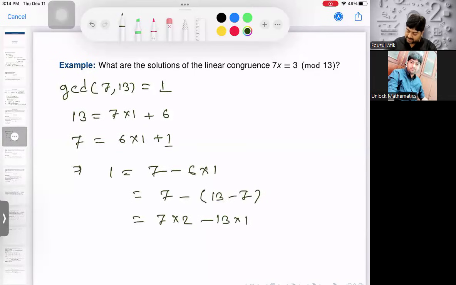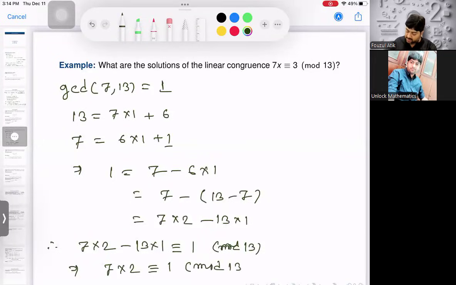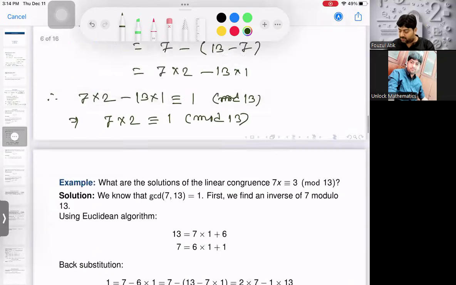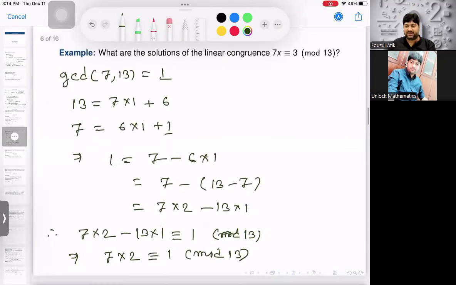And then from this I can see that 7 into 2 minus 13 into 1 is congruent to 1 modulo 13. Right? And therefore, I can get 7 into 2 is congruent to 1 modulo 13. Therefore, 2 is the inverse of it. Right? 2 is the inverse of it. Now, once I get this 2, what is my next job? It is, you just match with this.